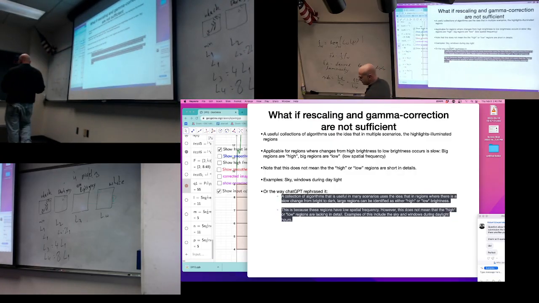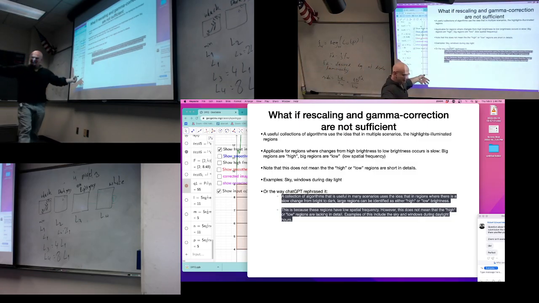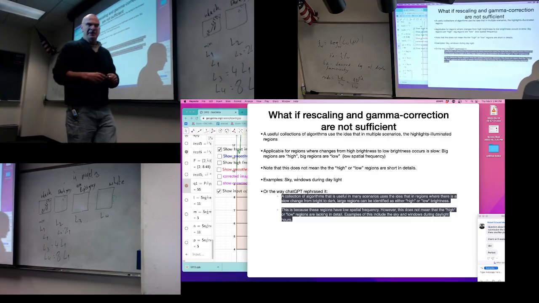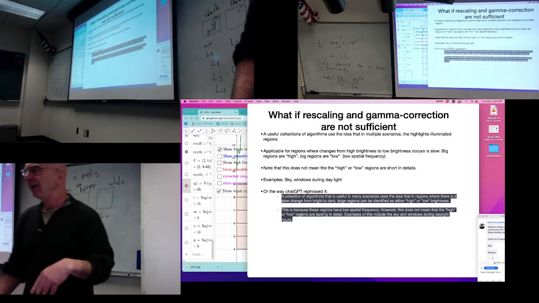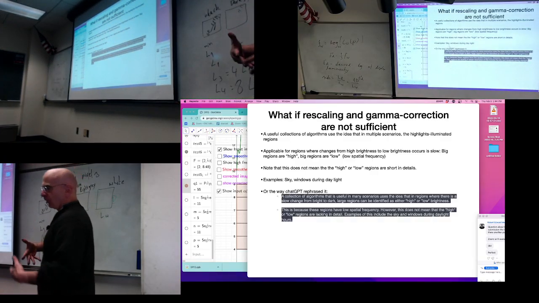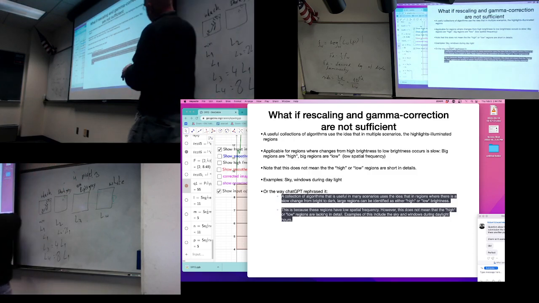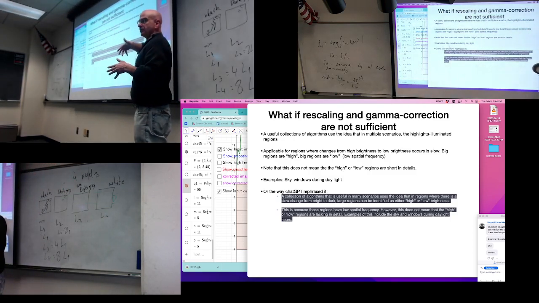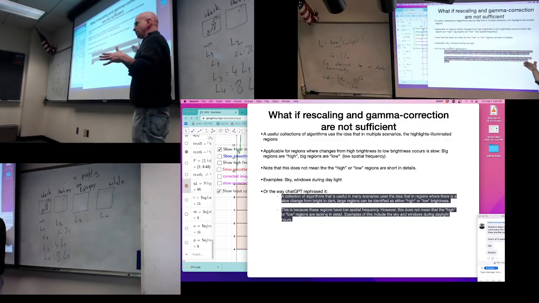So since my English was so broken, I wrote what I wanted you to know: that our algorithm is governed by the idea that there are big regions that are highly illuminated, big regions that are much dimmer, and the difference between the big, highly illuminated and the dimmer region doesn't change much.